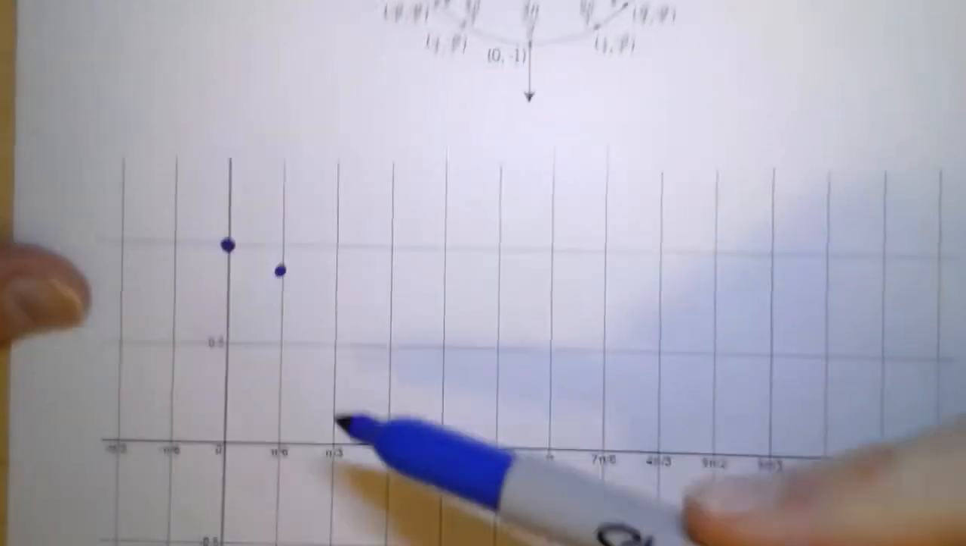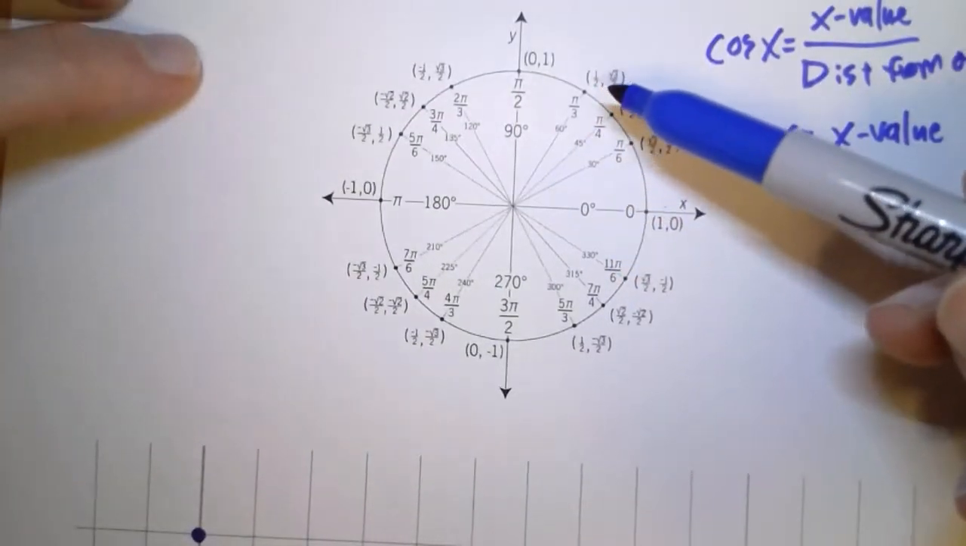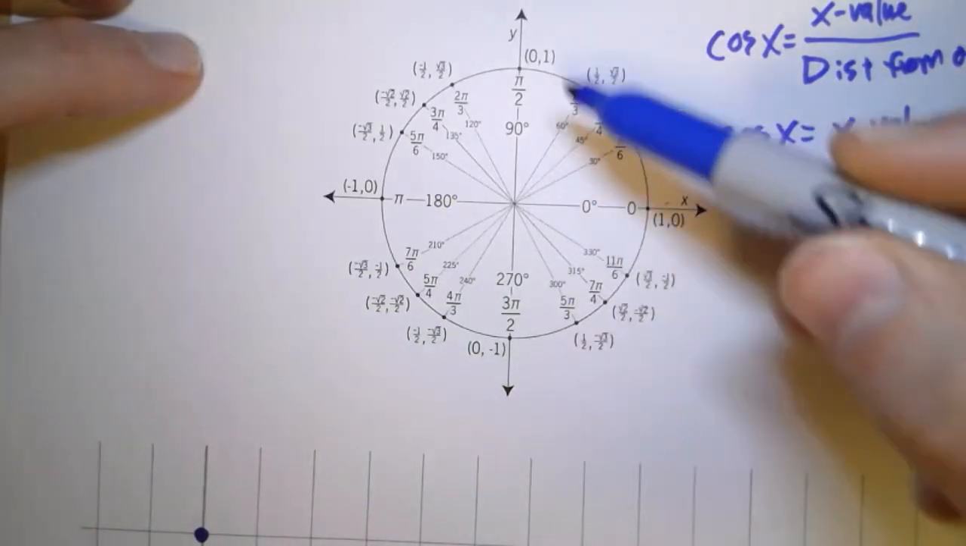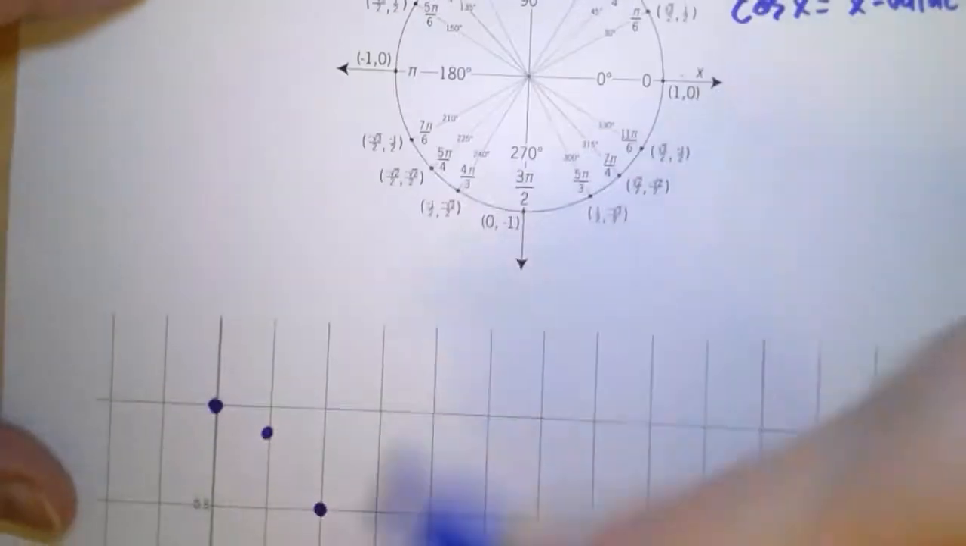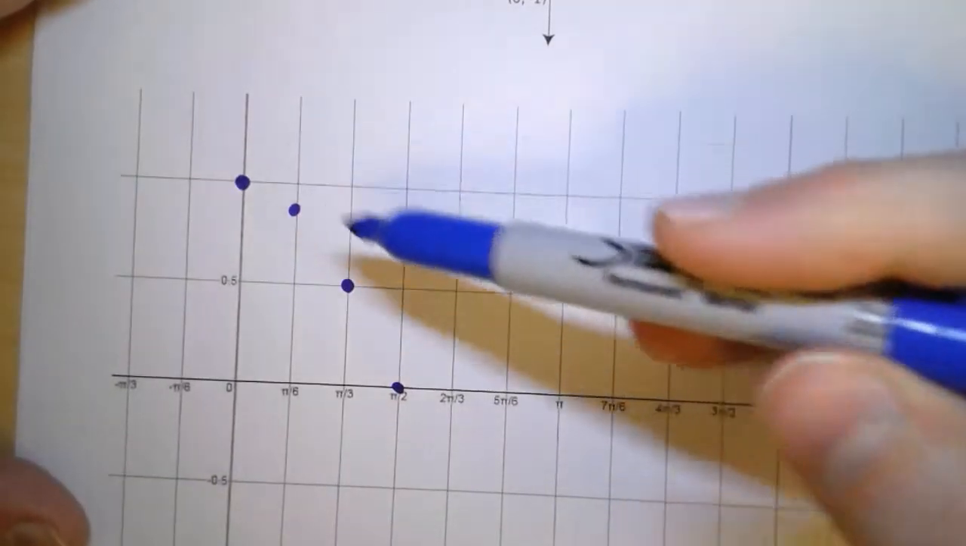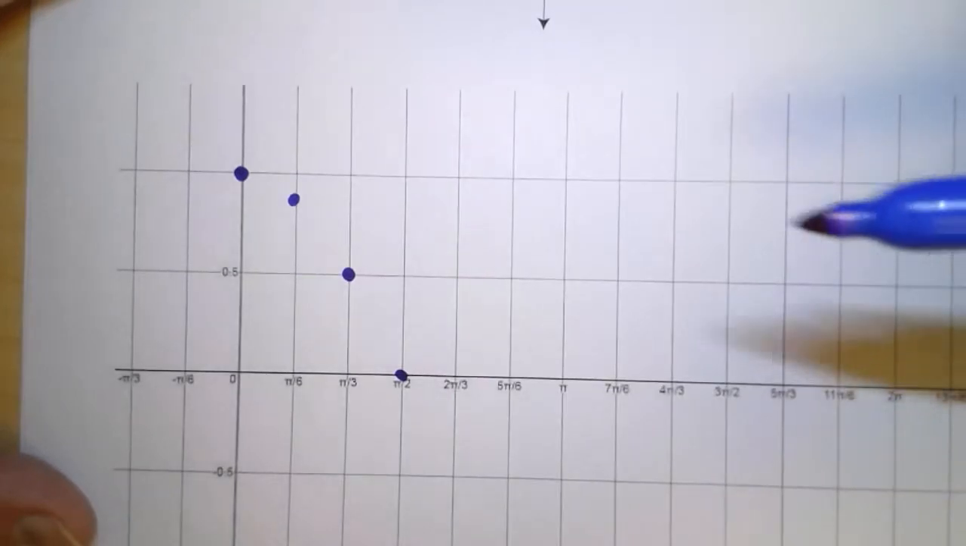The next point is at pi over 3. And so if we look at pi over 3, we get an x value of 1/2. And then if we look at pi over 2, we get an x value of 0. And so here's what the first part of our cosine function looks like.